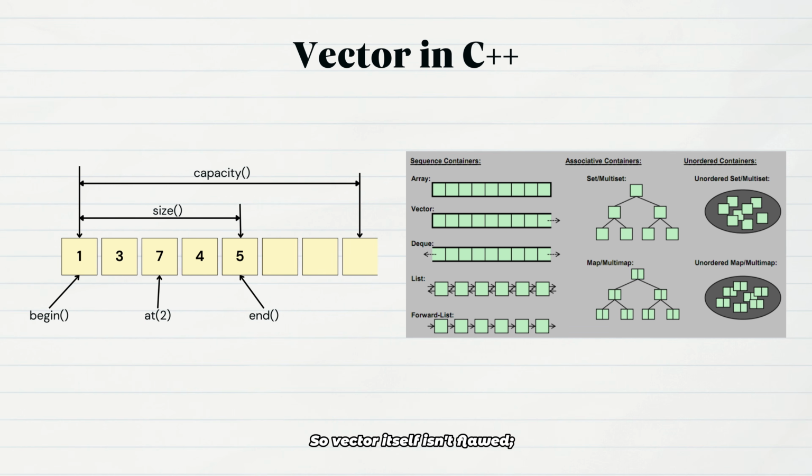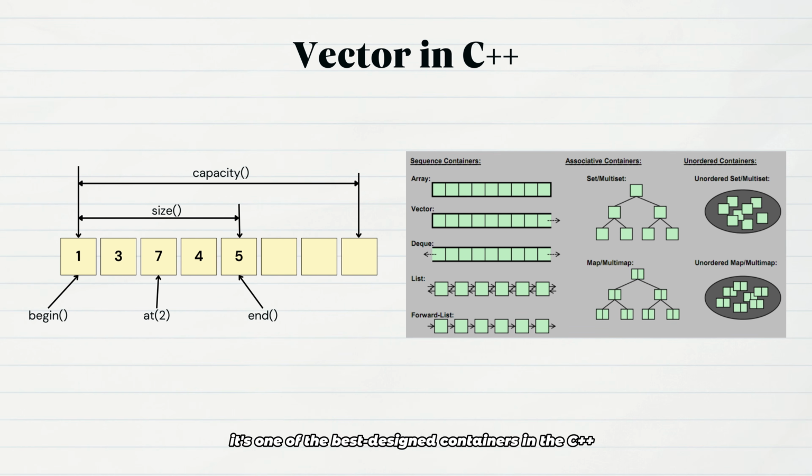So, vector itself isn't flawed. It's one of the best designed containers in the C++ standard library. The real issue is, it's so easy to use that we forget its underlying behavior, forgetting about reallocation, iterator invalidation, and the true cost of erase. Only by understanding these can you truly use vector effectively, not just use it.